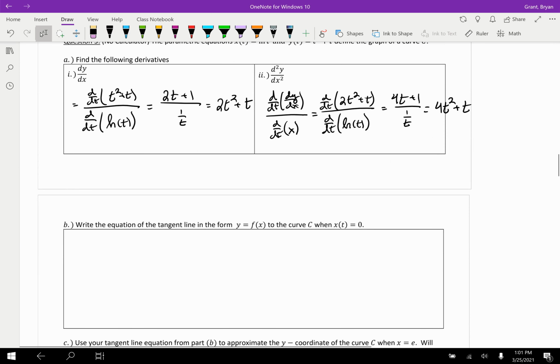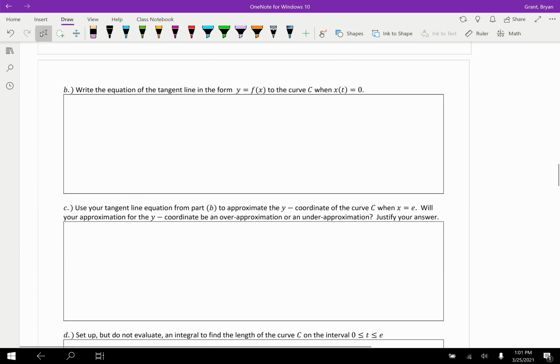All right, part B. Write the equation of the tangent line in the form of y equals f of x to the curve C when x of t equals 0. Okay, well, if it's y equals f of x, then we know the general form of our tangent line, no surprise here, is y equals, we'll leave the slope blank, it's going to be x minus something plus something. How do we notate these, though?